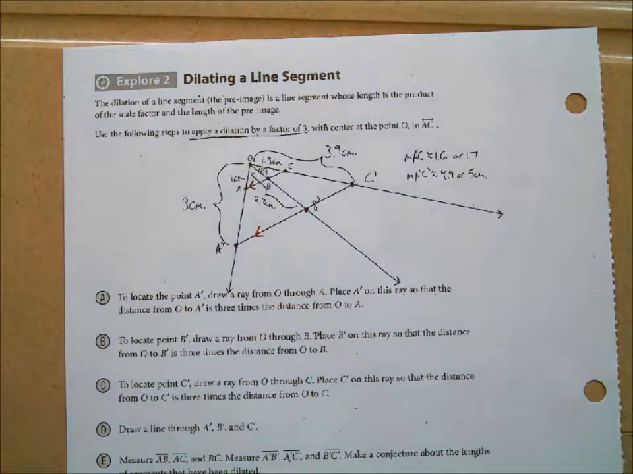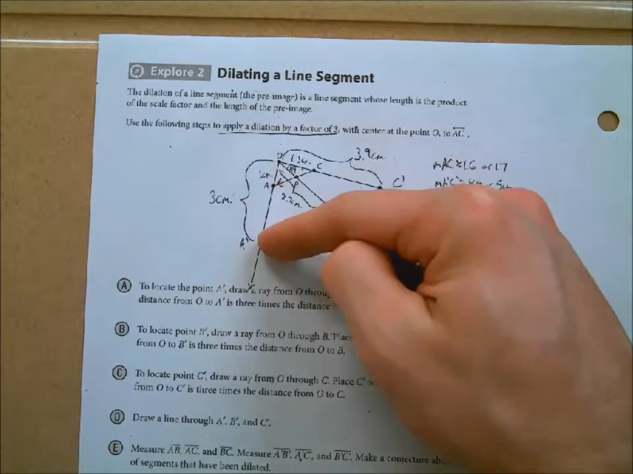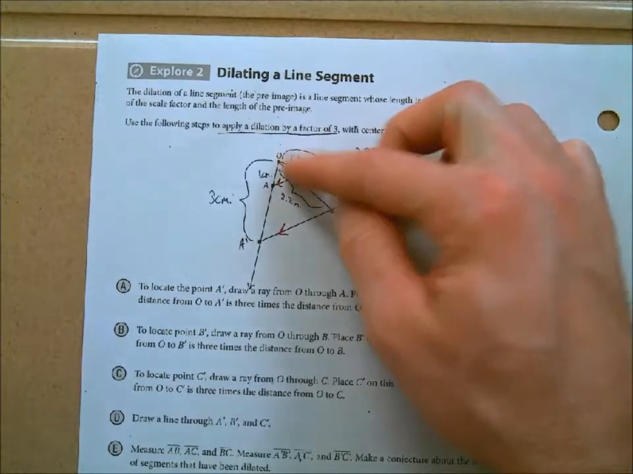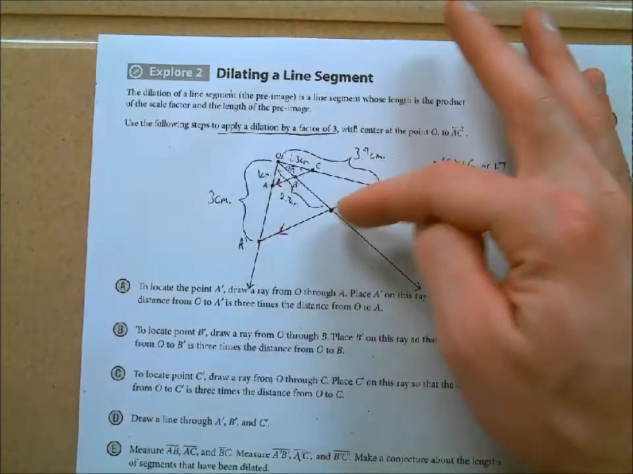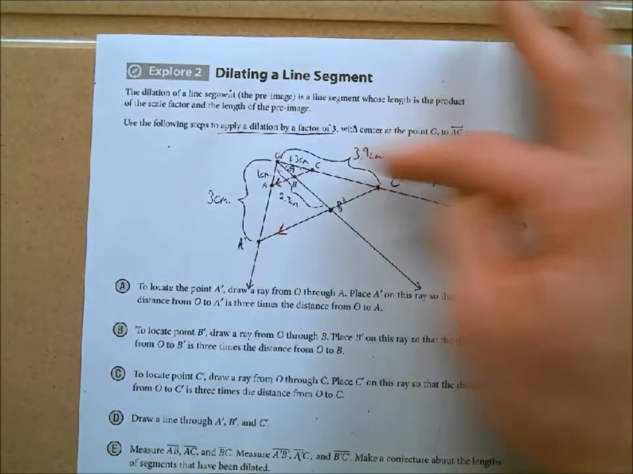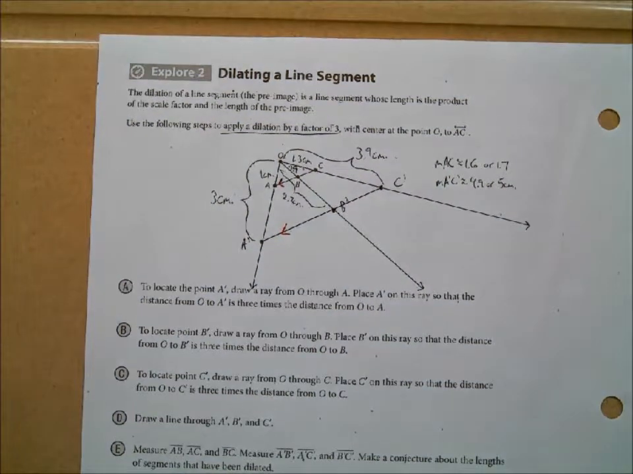So if the original point was 1 centimeter from O, the image would be 3 centimeters from O. If B was 0.9 from O, then its image would be 0.9 times 3, 2.7 away. And then if C is 1.3 away, then 3 times that, 3.9 away from that center of dilation. All right. So let's take a look here and reflect on this then.